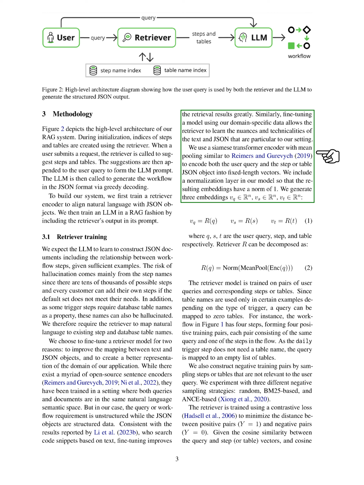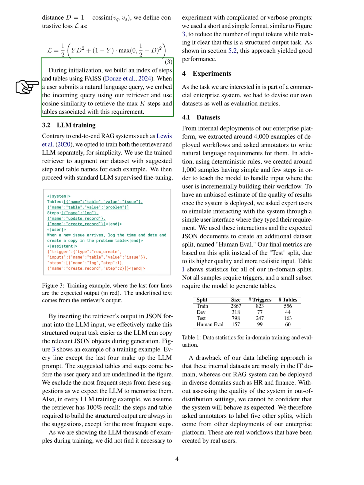We utilize a Siamese transformer encoder with mean pooling to encode user queries, steps, and tables into fixed-length vectors. These vectors undergo normalization to have a norm of 1. The retriever is trained on pairs of user queries and corresponding steps or tables, including both positive and negative training pairs. During initialization, we establish an index of steps and tables using FAISS. When a user submits a natural language query, we embed the query using our retriever and retrieve the top K steps and tables based on cosine similarity.